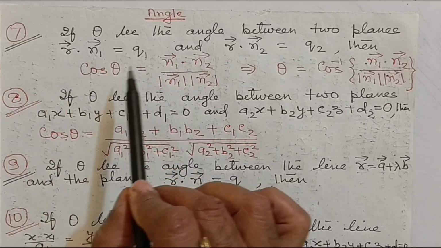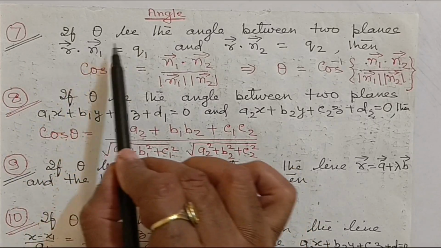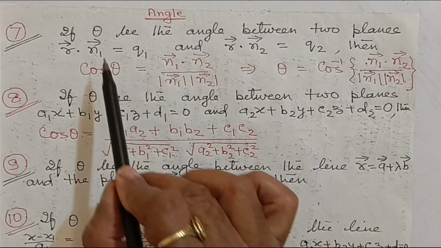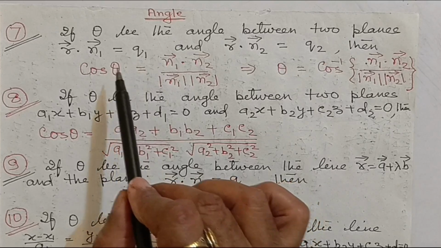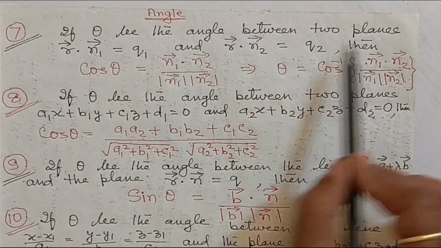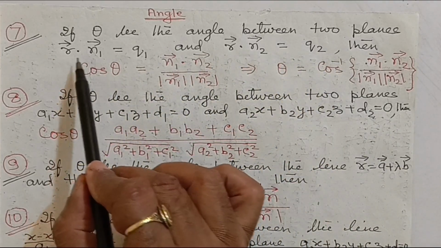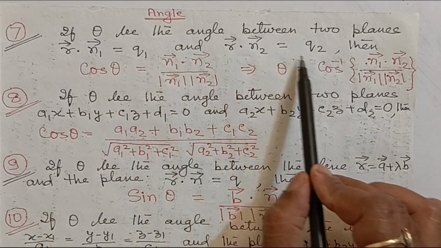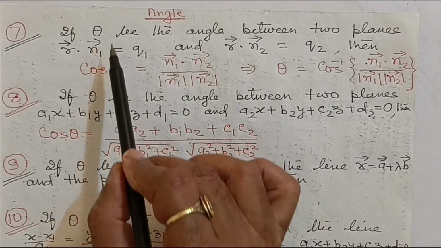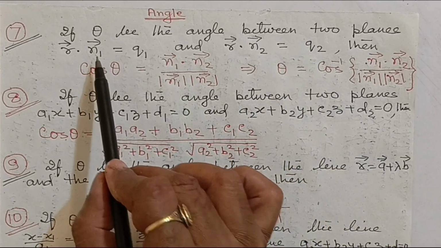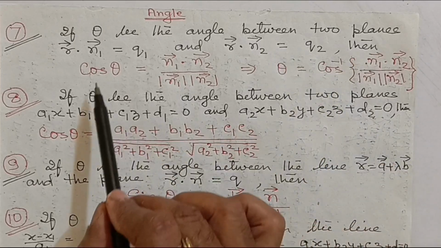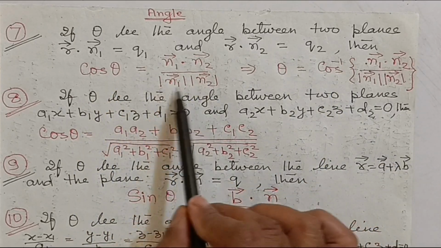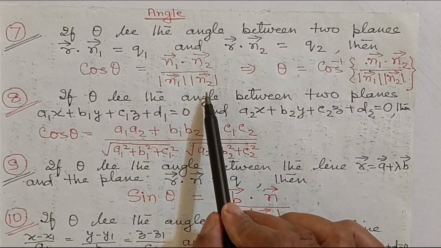Seventh, very important: angles. If theta be the angle between two planes, then theta must be the angle between their normals. If theta be the angle between two planes, vector r dot vector n1 is equal to q1 and vector r dot vector n2 is equal to q2, then theta must be the angle between the normals n1 and n2. Then cos theta is equal to vector n1 dot vector n2 upon mod vector n1 into mod vector n2.